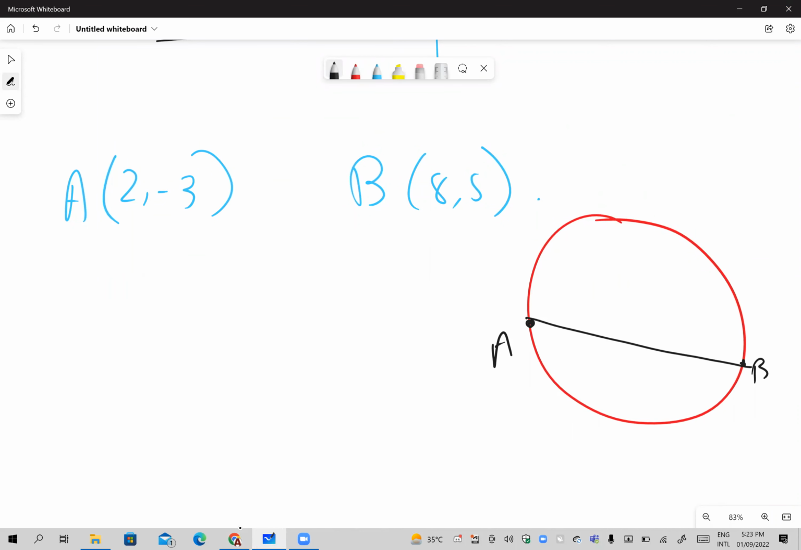Okay, the radius will come somewhere here. This will be the origin, the center of the circle. You're supposed to find the equation. For the equation of a circle, first of all, you need to know the radius and you need to know the origin. So let's first figure out the origin. What will we do for the origin? You'll have to use the midpoint formula.